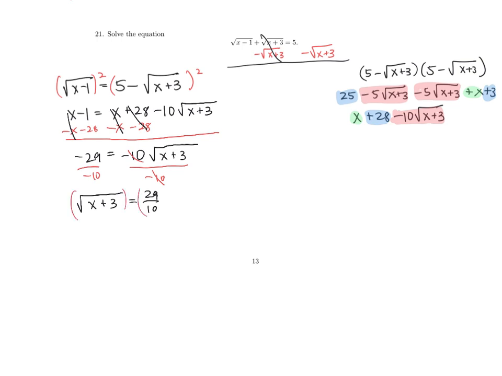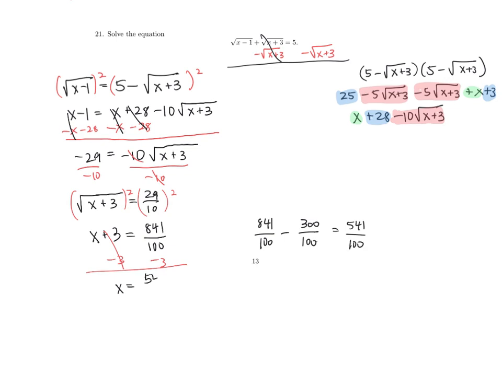Now I'm going to square both sides, and that's going to get rid of the square root. So x plus 3 is equal to 29 times 29 is equal to 841 over 100. And then the last step is subtract 3. So x equals, this would be the same as 841 over 100 minus 300 over 100. So that would be 541 over 100. Okay, so that is my proposed solution.